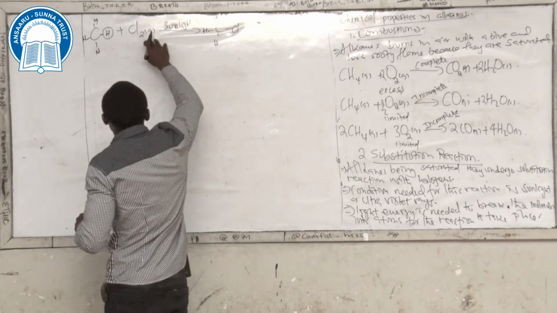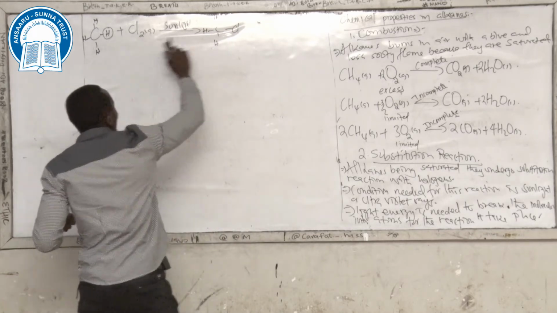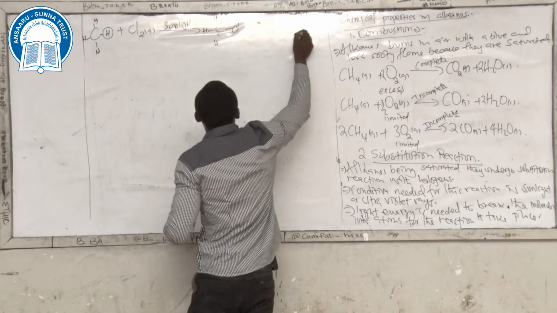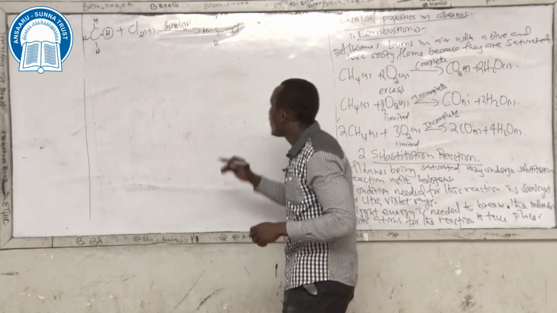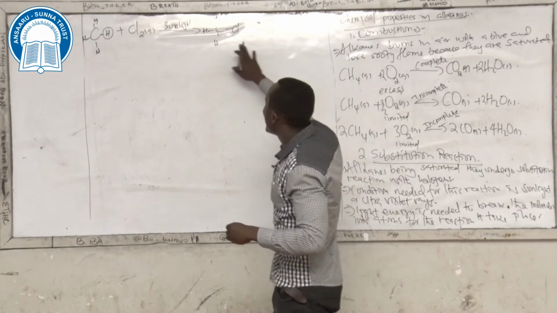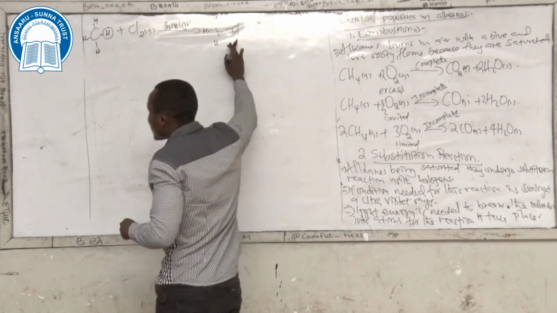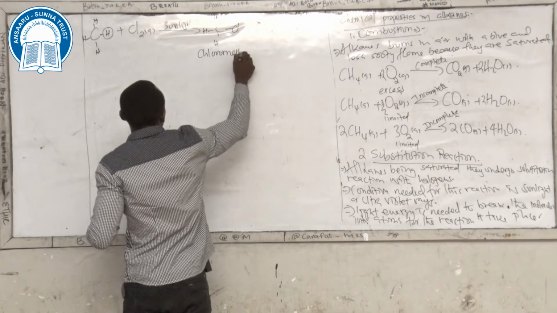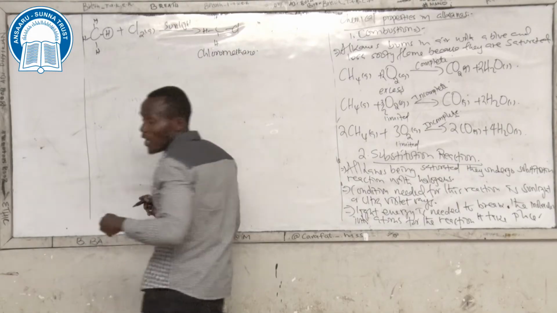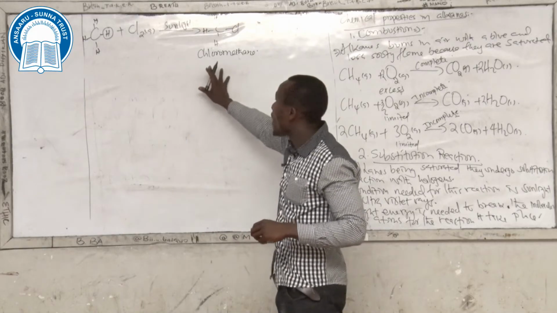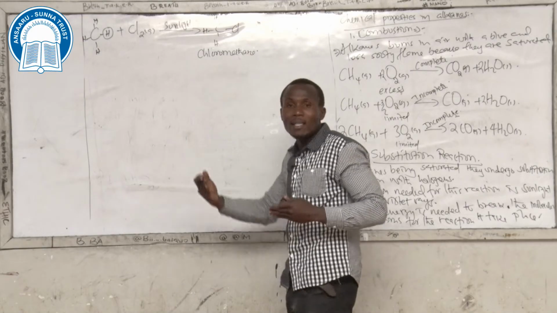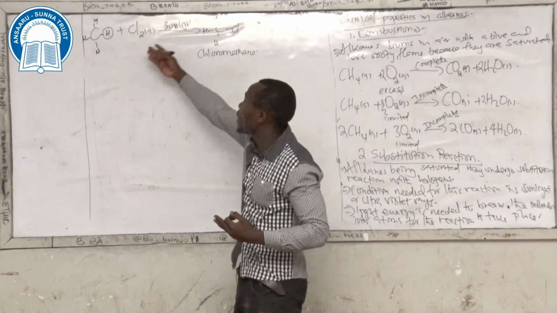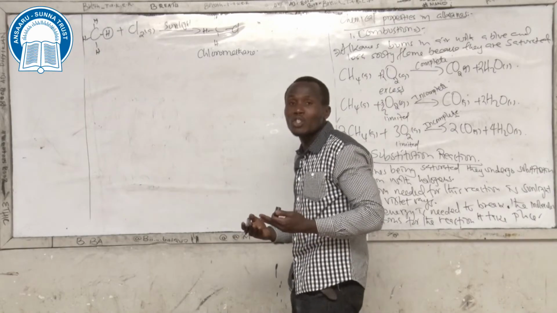And the remaining chlorine reacts with the hydrogen, giving us hydrogen chloride gas. So two products are going to be formed. We have the hydrogen chloride, and this one is named chloromethane. This reaction does not stop at that place. As long as there is more halogen, the hydrogens are going to be substituted until we obtain tetrachloromethane.